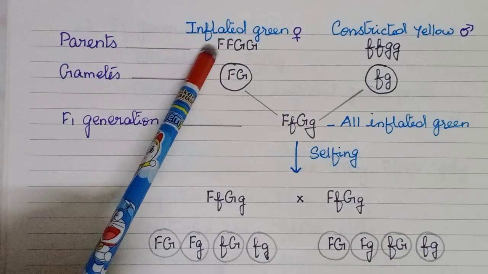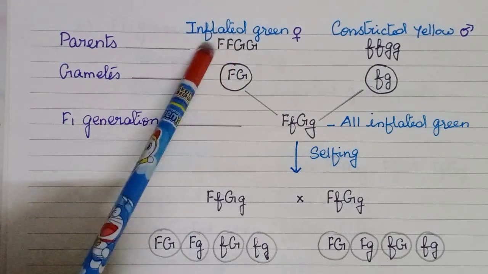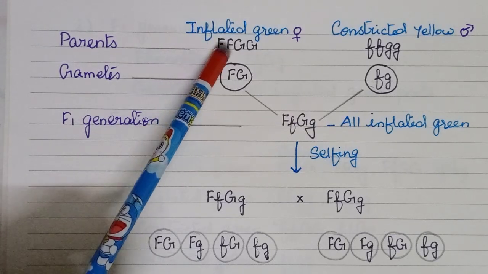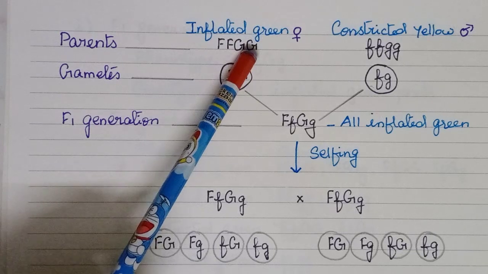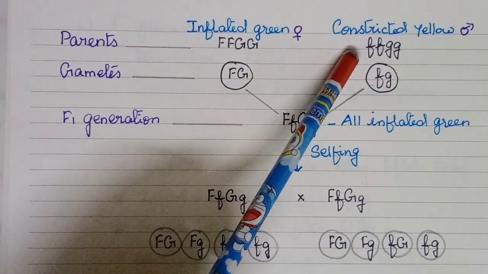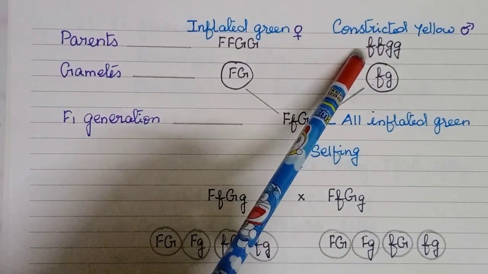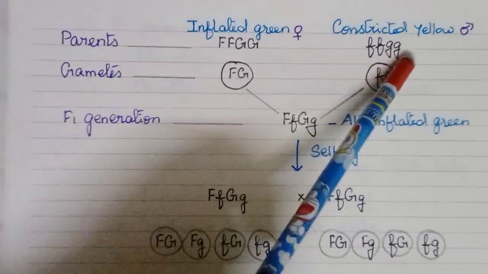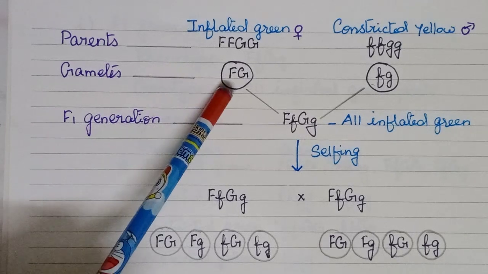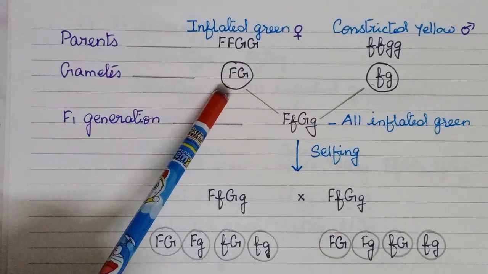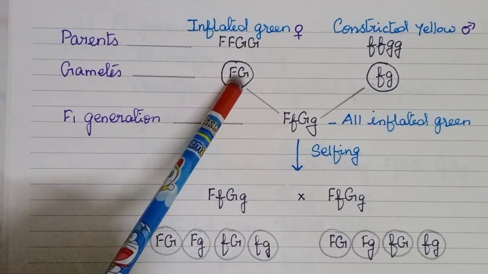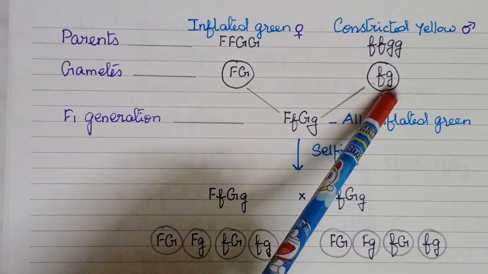In the question it is mentioned pure breeding, so both the alleles for the character will be of the same type. Here we are taking it as capital F, capital G. And the constricted yellow is the recessive character and it is also mentioned in the question. So we are taking it as small f, small g. Next, the gametes produced by them. All the gametes are of same type, so mentioning them once is enough. Capital F, capital G, small f, small g.